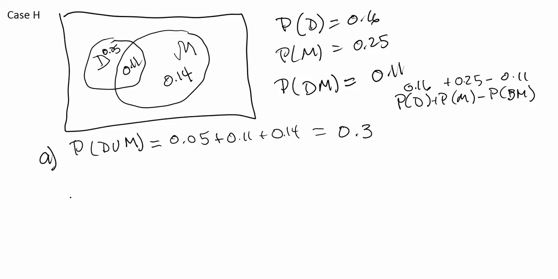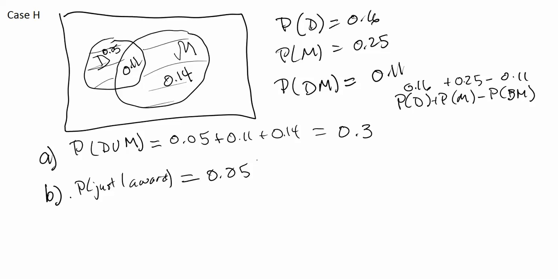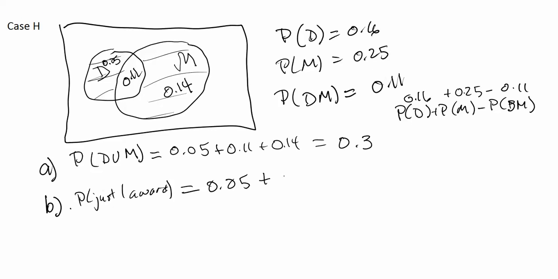Then B, what is the probability that we'll get only one of the two awards? So just one award, probability of just one award. So we can get that by recognizing that we want the parts of being inside just one circle but not inside both. So that's that portion plus this portion. 0.05, that's our chance of being just inside the D, and our chance of being only inside the M is 0.14, so those total to 0.19.